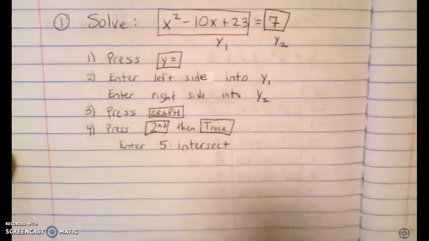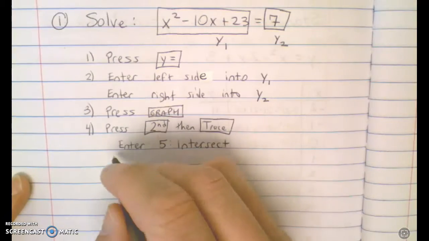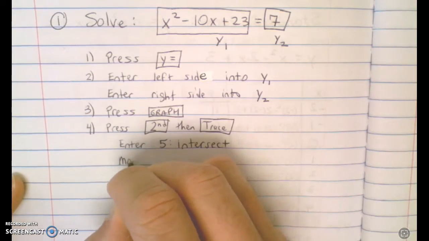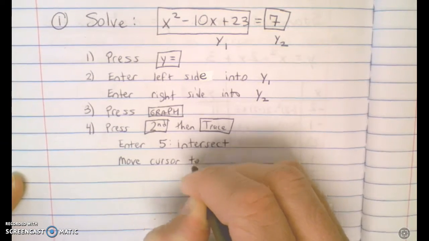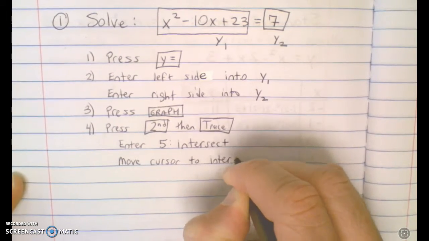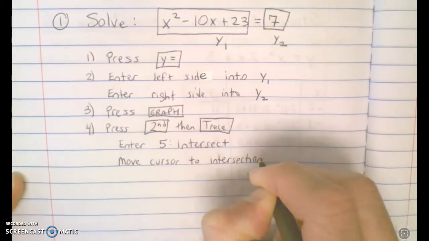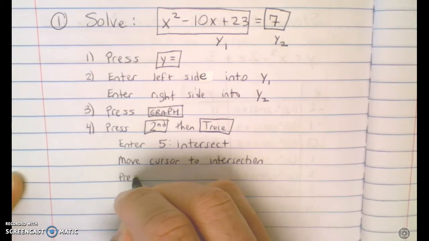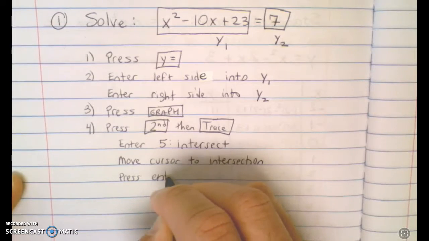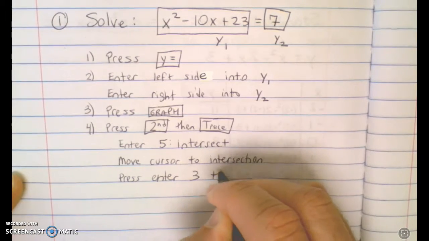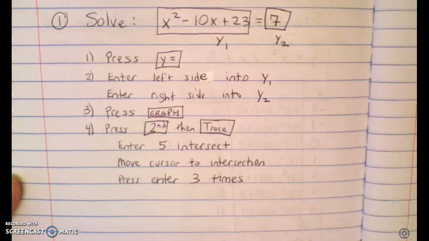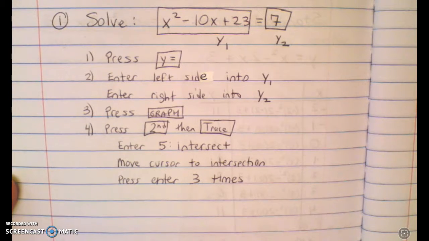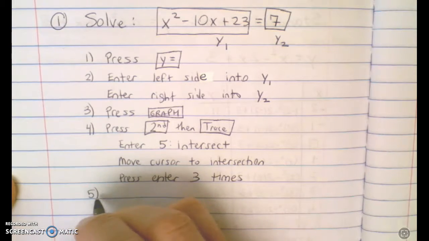So we enter 5 intersect, move cursor to intersection, press enter 3 times. And then you have your answer. So that's using your graphing calculator to solve a quadratic equation. We do need to repeat this process.